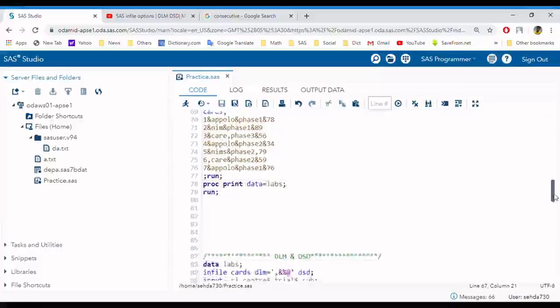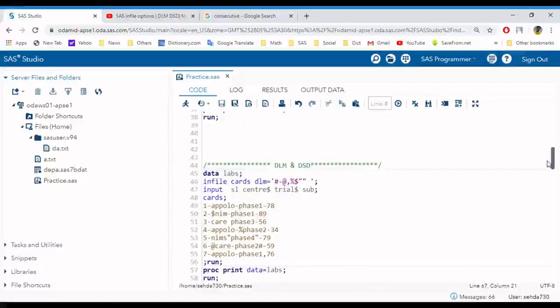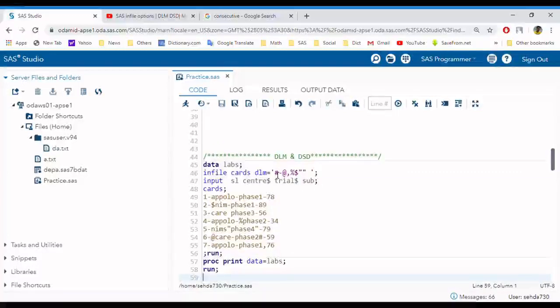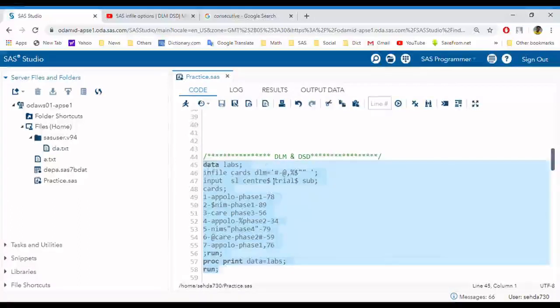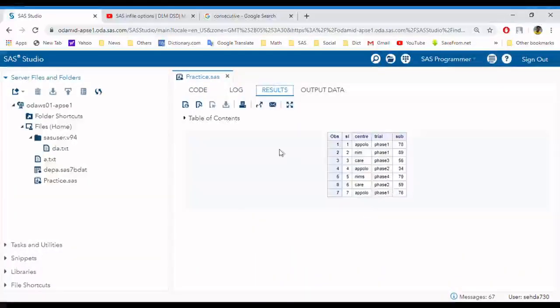Okay, let me see if I have an example. Okay, in this example I have multiple separators over here. Hash is also there, dash, at the rate, comma, percent, dollar, and this double quotation, and then space also I have taken. Like for example over here space is there, that will also be considered as a delimiter. So let's try to run this code. There are multiple delimiters. Okay, you see data is coming up correctly.